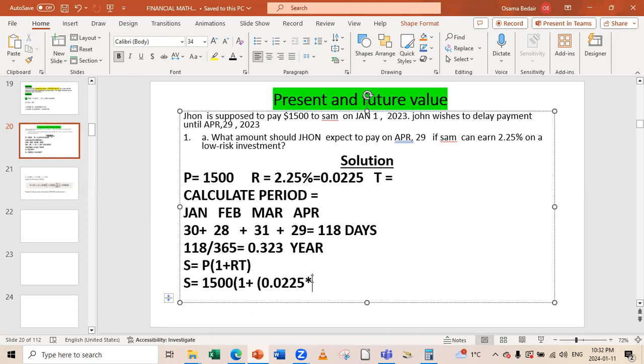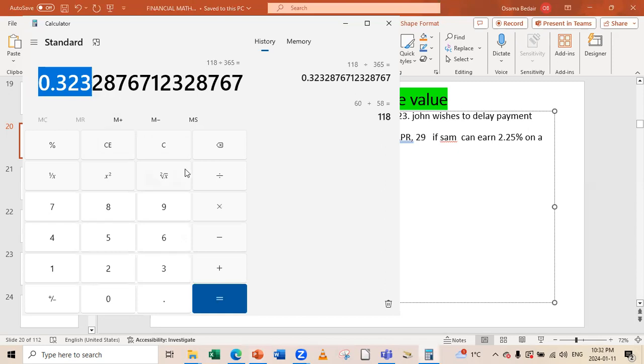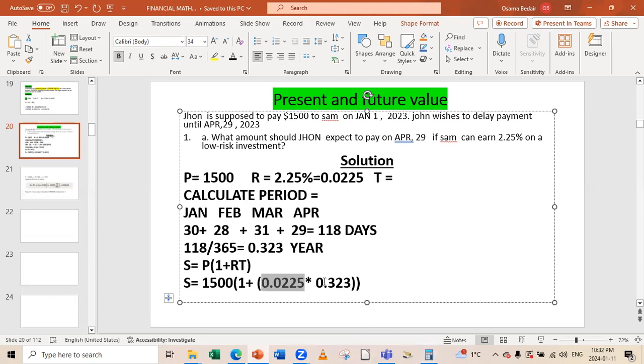Control C, Control V, and then we will close the bracket with another bracket because it's a bracket inside, then a bracket for the whole amount. How does it go? First, I multiply this amount by this amount. So I will take this amount like this, Control C, then go to the calculator and paste it here, times. I will take the second amount. The second amount is 0.323, like this.